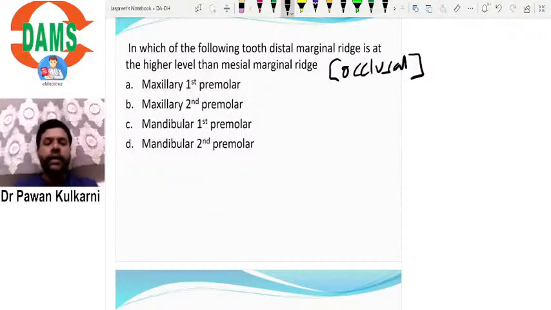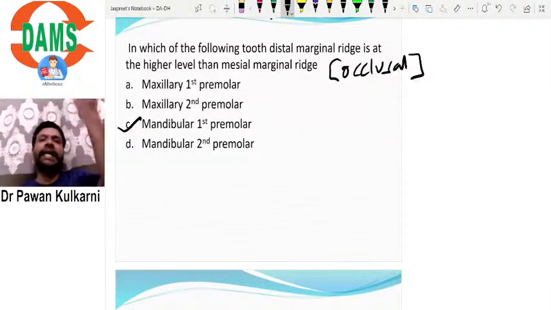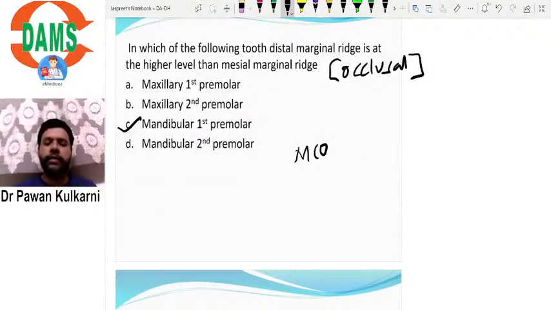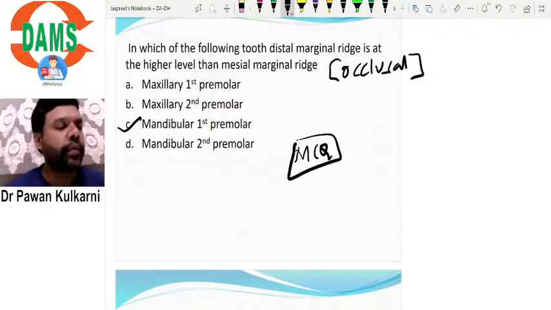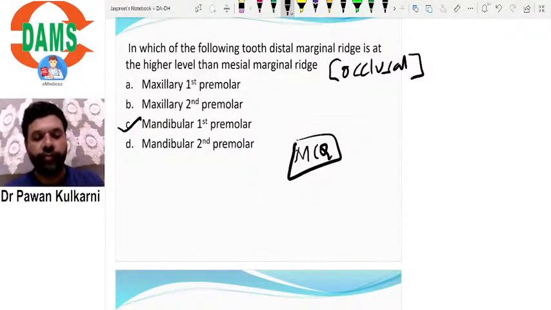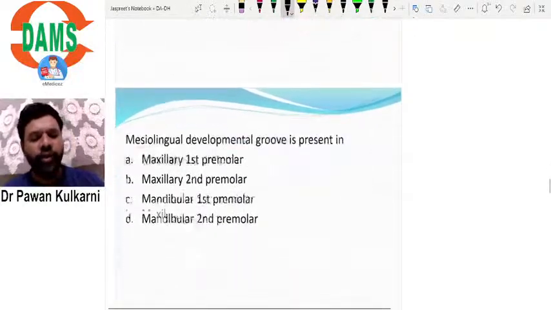Here, in the mandibular first premolar, you will see this speciality: the distal marginal ridge will be at a higher, or more occlusal, level compared to the mesial marginal ridge. So this is a simple memory-based single-liner MCQ that we should be aware of. Okay, let us move to the next question.